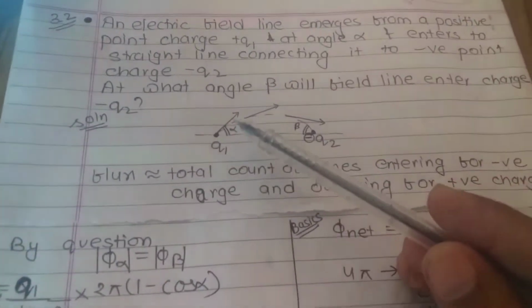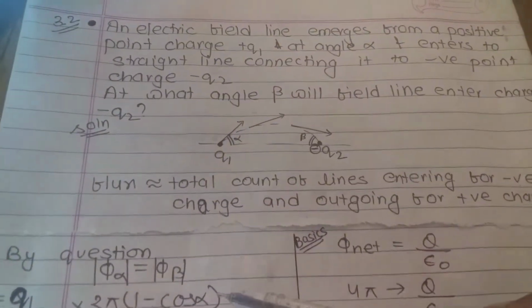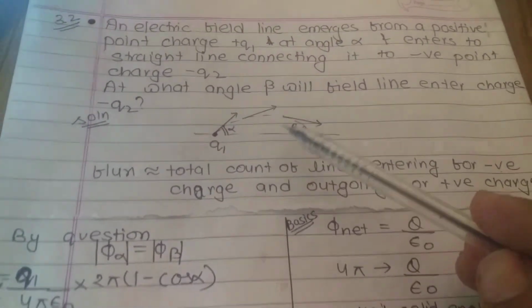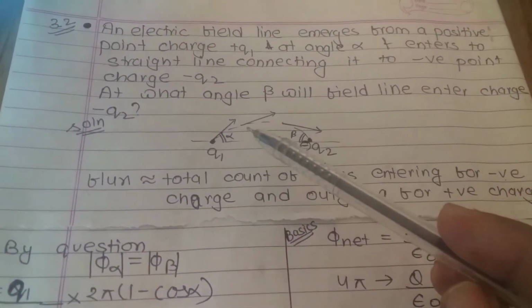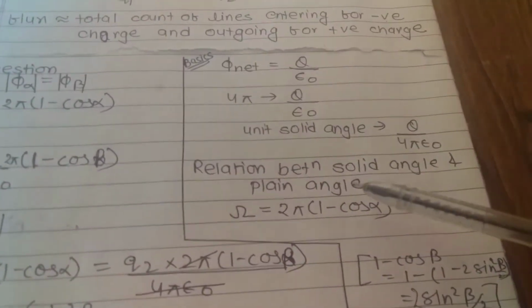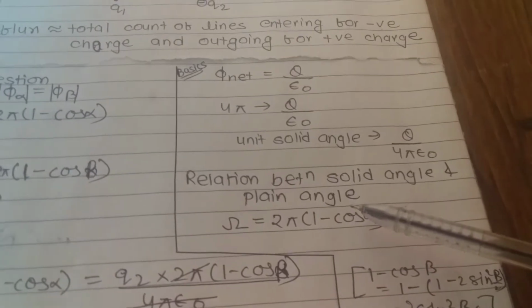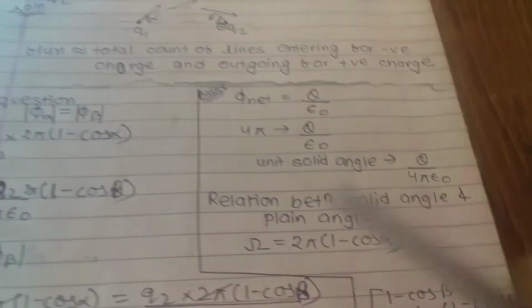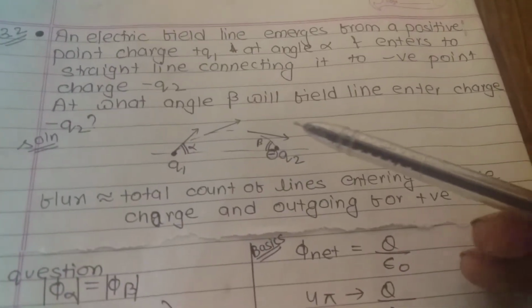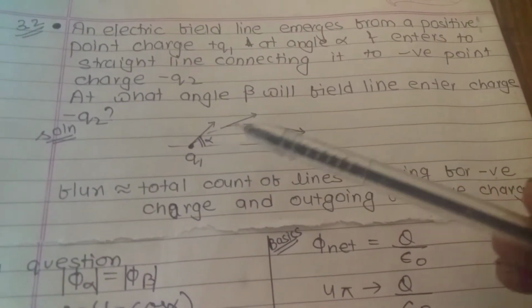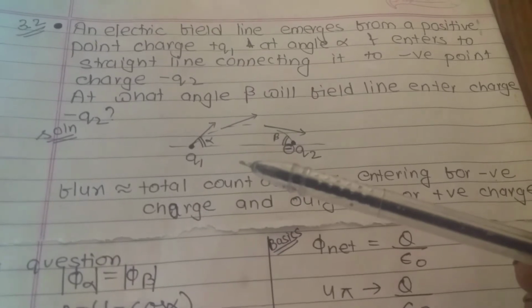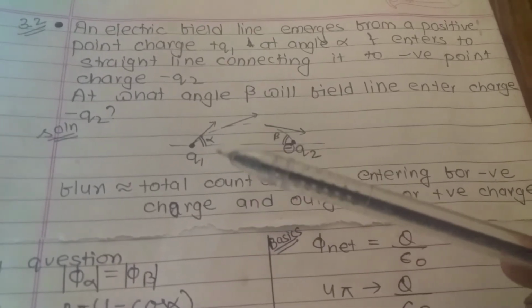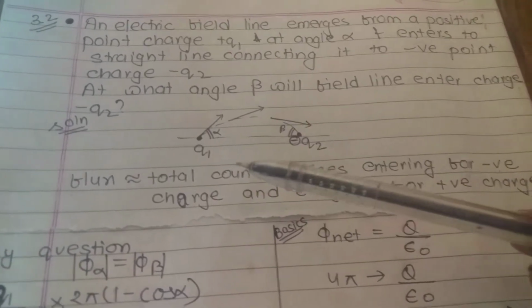Now this alpha and beta are both plane angles, so to use Gauss law we have to convert them to solid angle, and I am assuming that you are familiar with the relation between the solid angle and the plane angle, that says that solid angle equals 2 pi (1 minus cos alpha). Now you have to visualize that there is not only one electric field line emerging from Q1, there are many such lines and they are surrounding a three-dimensional space, right?